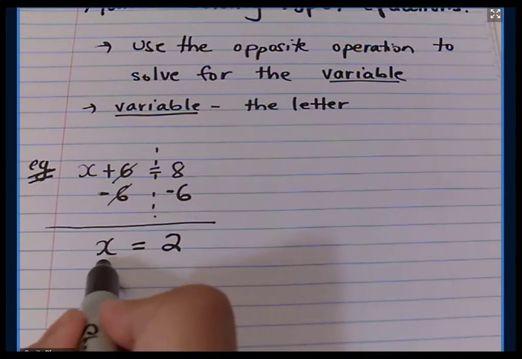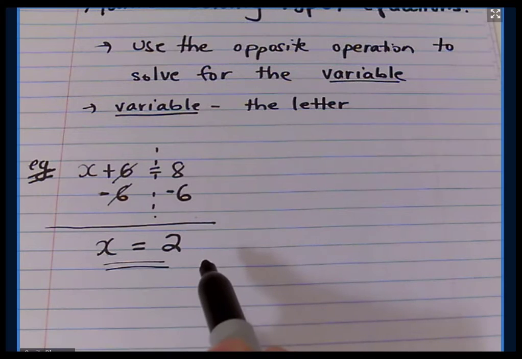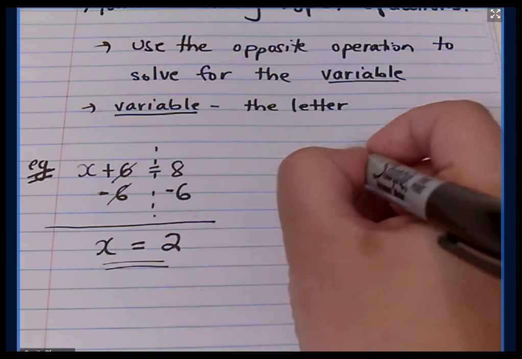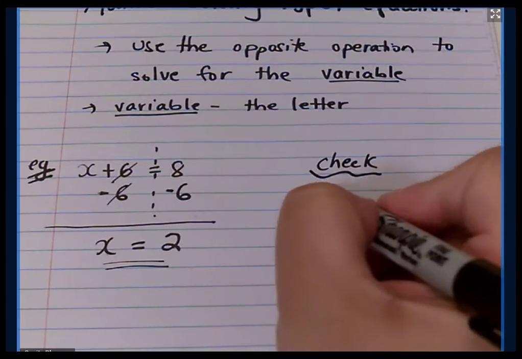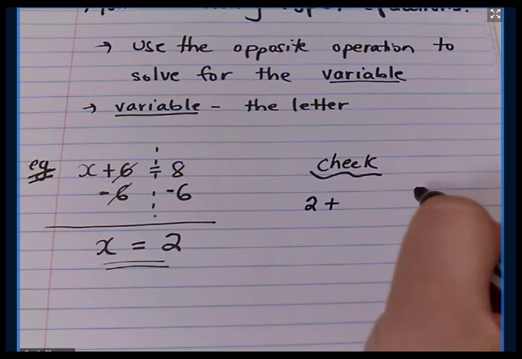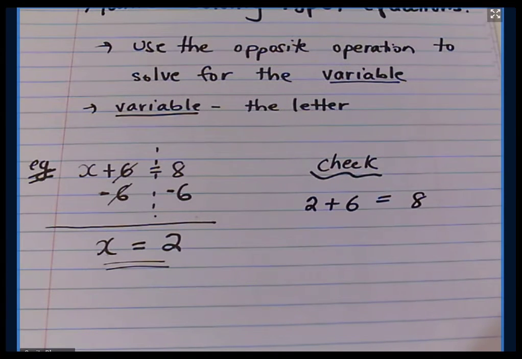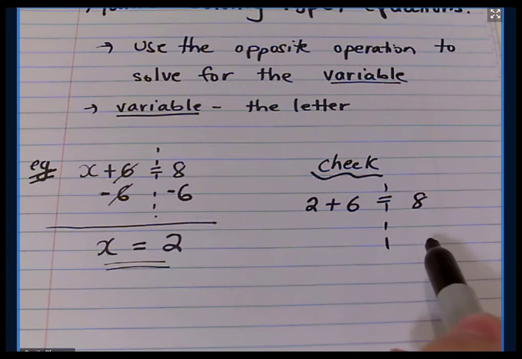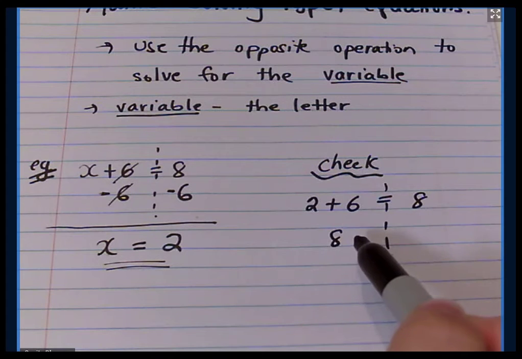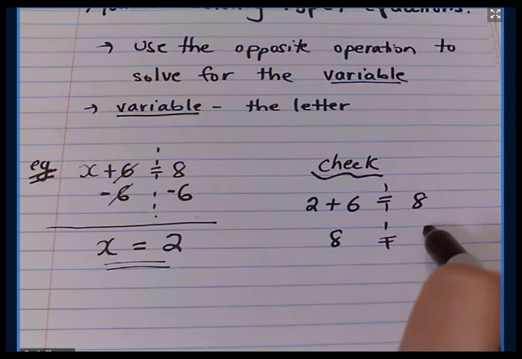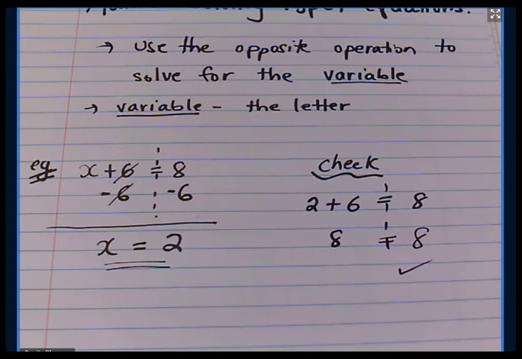And you can easily do a check. Our answer is x is equal to 2. You could check by substituting 2 in for x. On the left-hand side, we put 2 in for x, so 2 plus 6 is equal to 8. Our right-hand side is also equal to 8. So therefore, it is done correctly. That was a quick review of type 1 addition.